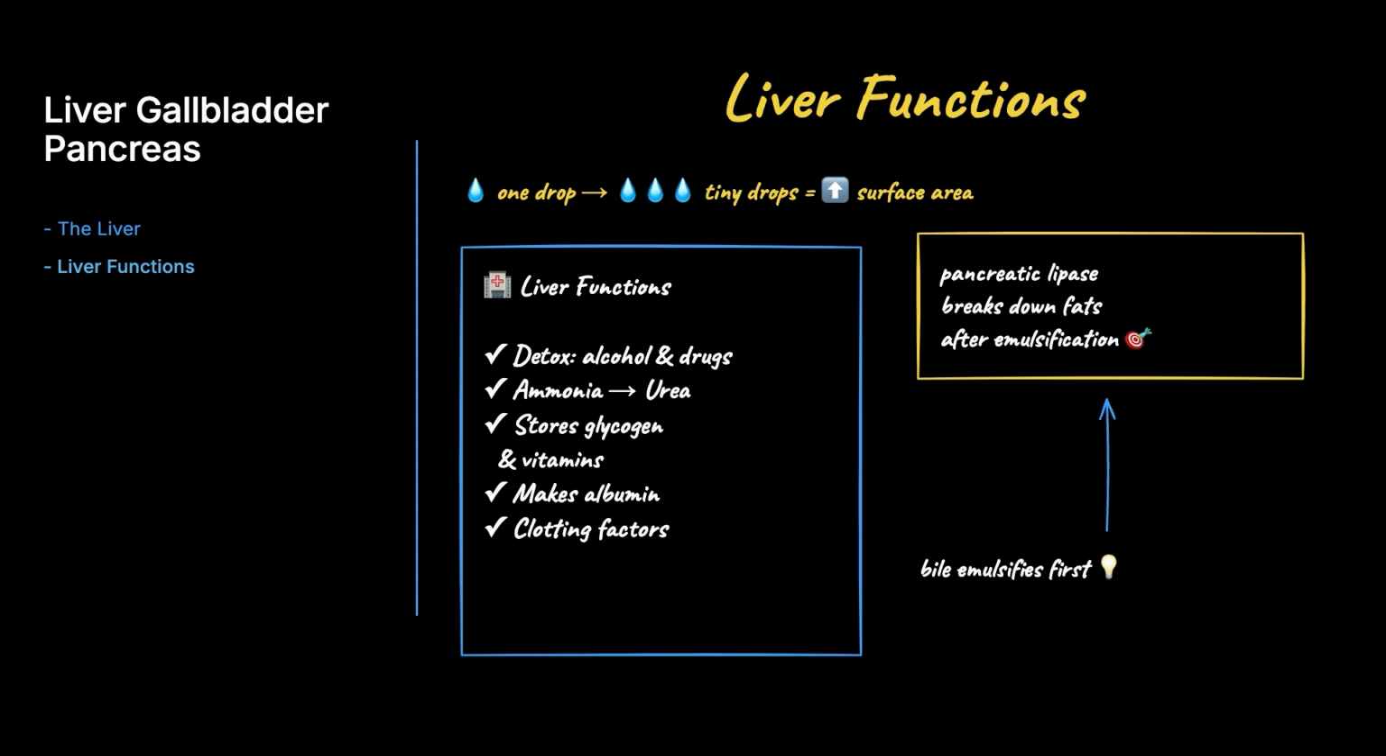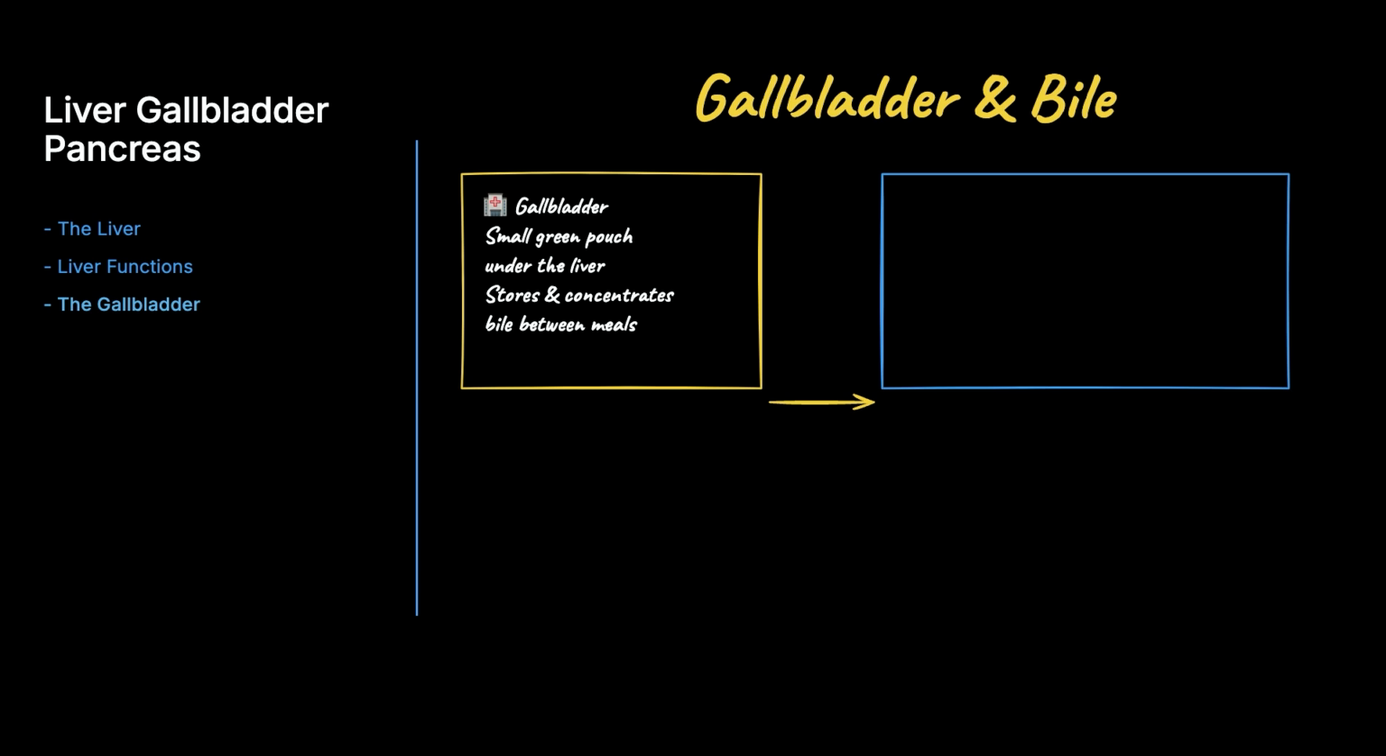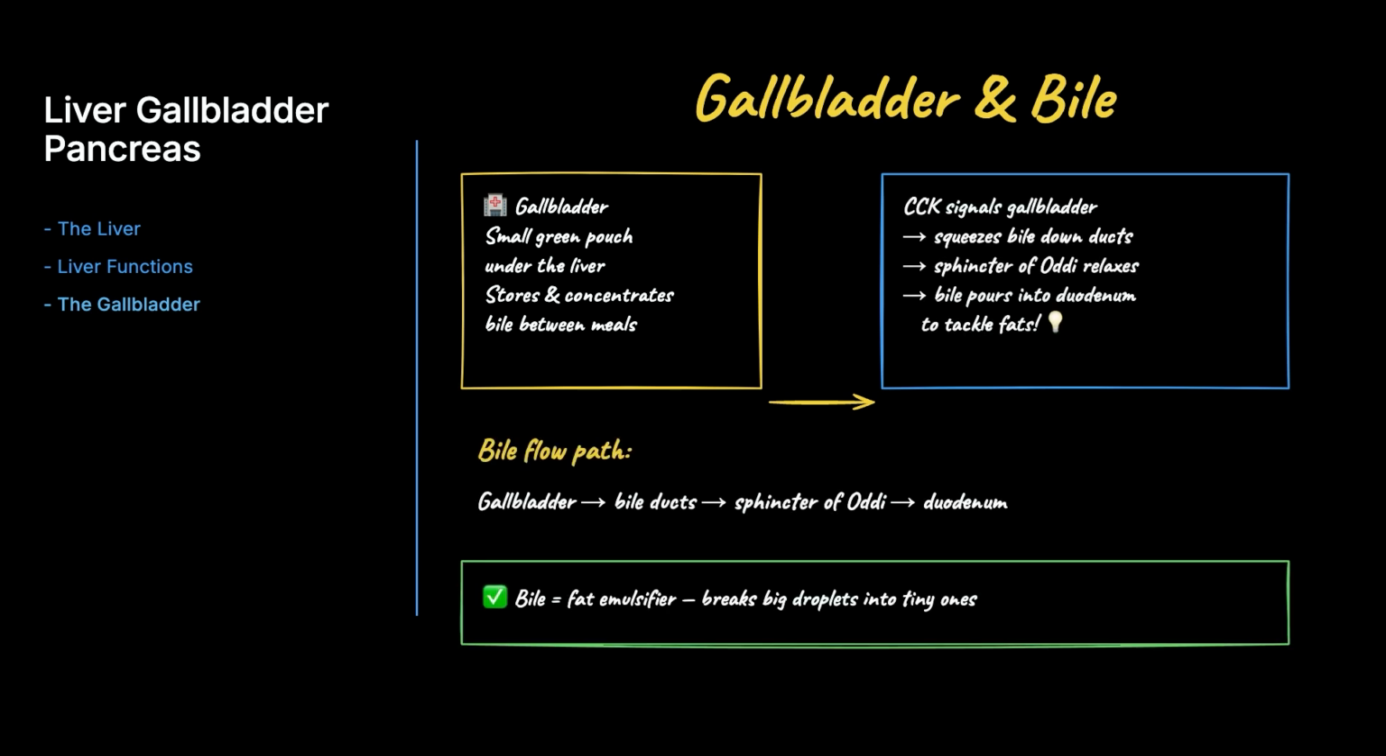Beyond bile, the liver detoxifies alcohol and drugs, converts toxic ammonia into urea, stores glycogen and vitamins, and makes vital proteins like albumin and clotting factors. The gallbladder is a small green pouch under the liver, and its only job is storing and concentrating bile between meals. When fatty chyme enters the duodenum, the hormone CCK signals the gallbladder to squeeze. Bile flows down the ducts, the sphincter of Oddi relaxes, and bile pours in to tackle fats.